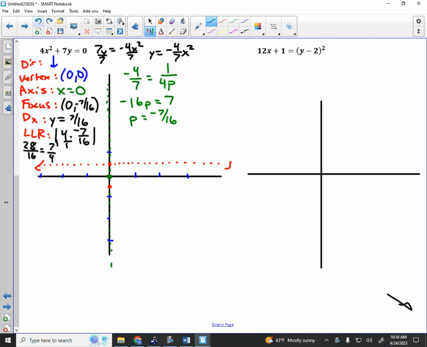7/4. That's approximately what value? 1.75. So just short of 2, right? So I need to figure out how much to go in each direction. If you take 7/4 and divide it into 2 parts or multiply it by a half, we get 7/8. I'm going to move 7/8 of a unit in each direction from the focus. I'm going to use that to draw my shape.